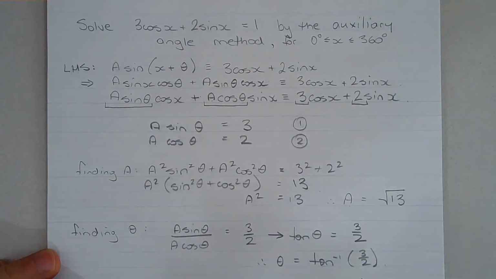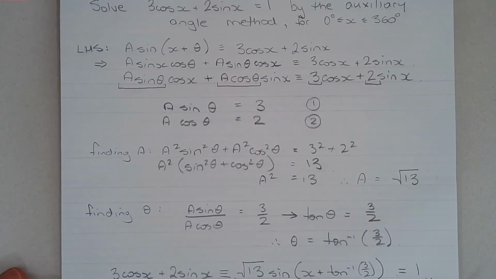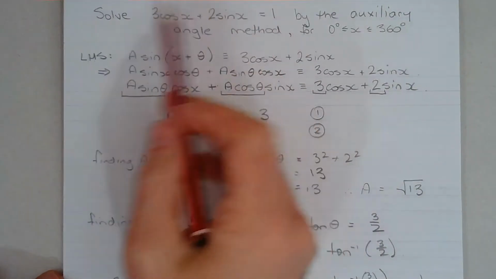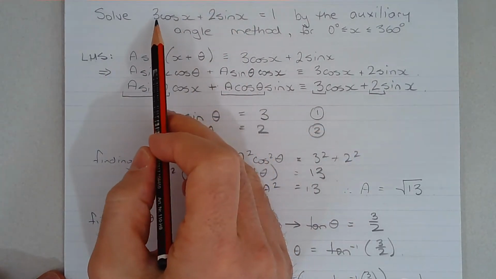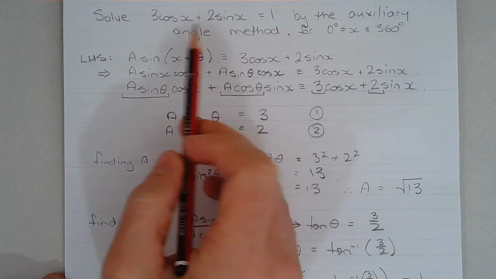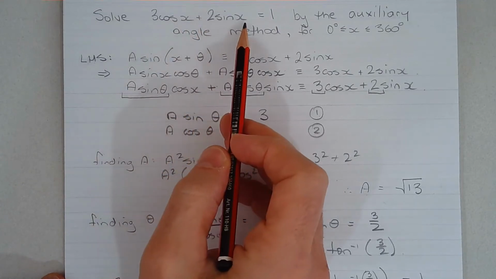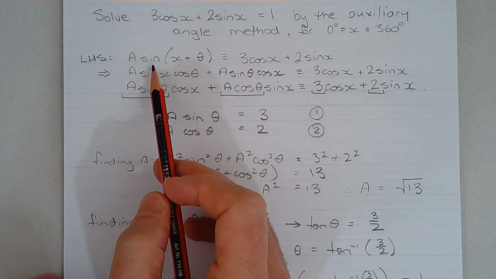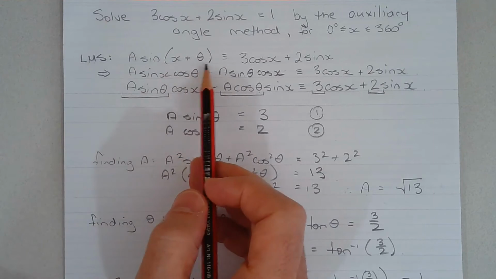I've already written out the proof, just to speed the video up a little bit, so I'm just going to explain that for you. Let's have a look and see how this works. The theory is that we can replace the left-hand side of the original equation, 3 cos x plus 2 sin x, with a trigonometric ratio of a compound angle.